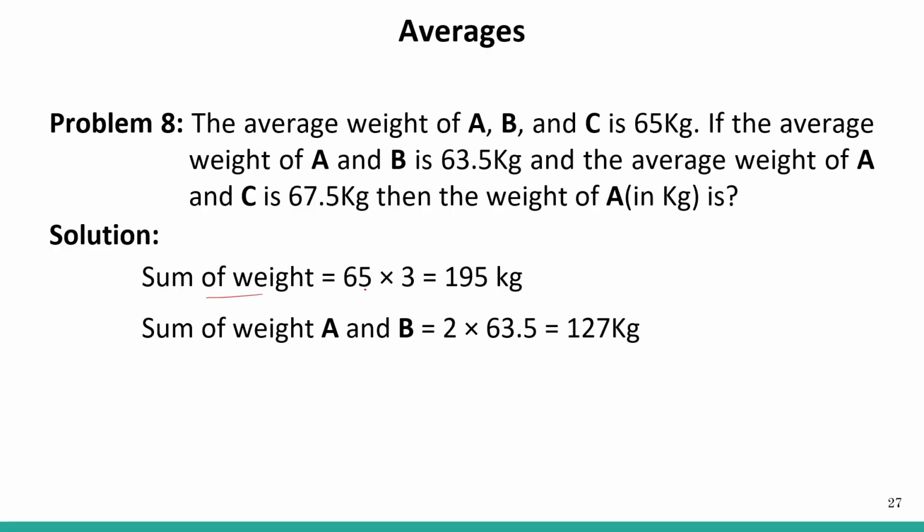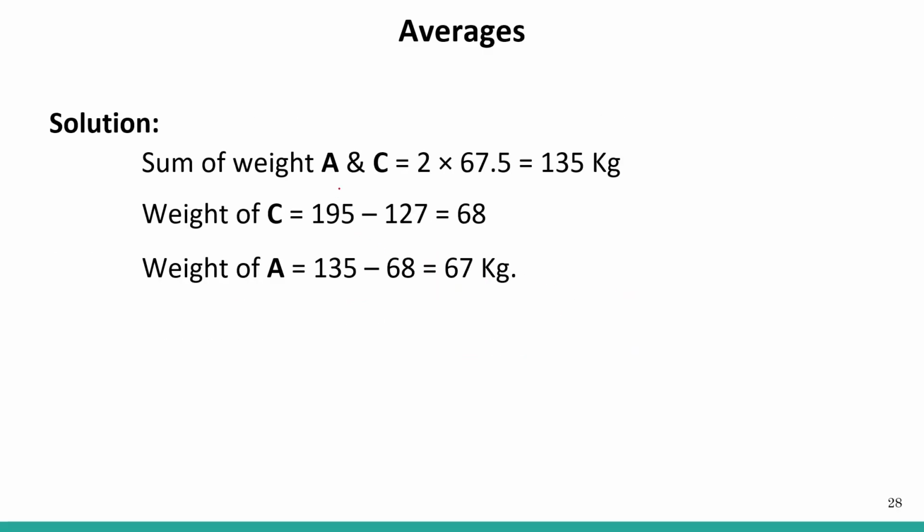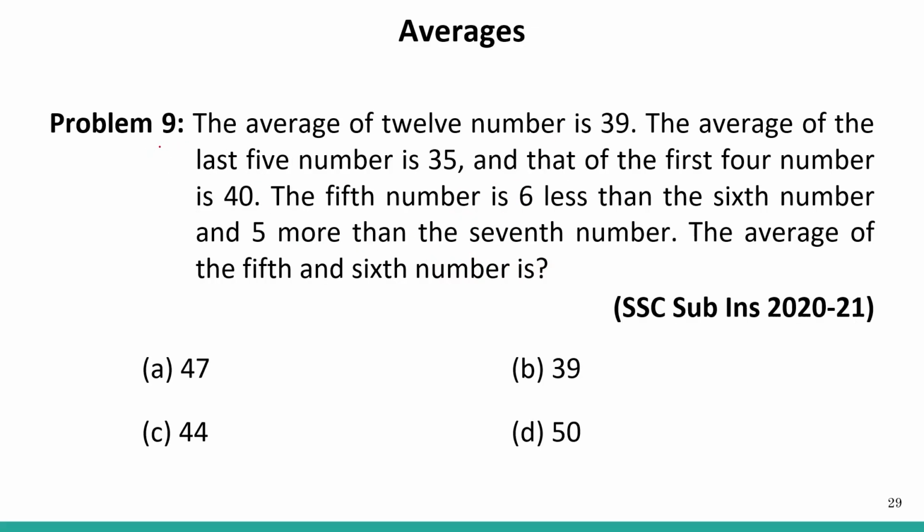So sum of weights is equal to 63 into 3 is equal to 195. Sum of weight of A and B is equal to 2 into 63.5, that is 127 kg. Sum of weight of A and C is equal to 135 kg. And weight of C is equal to 195 minus 127 is equal to 68. So weight of A is equal to 135 minus 68 is equal to 67 kilogram. So let's see problem number 9.